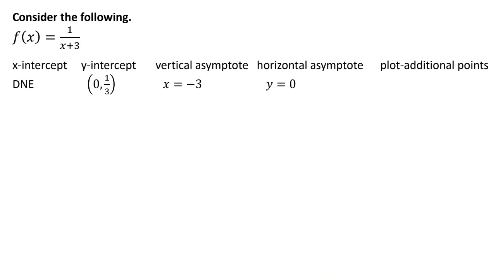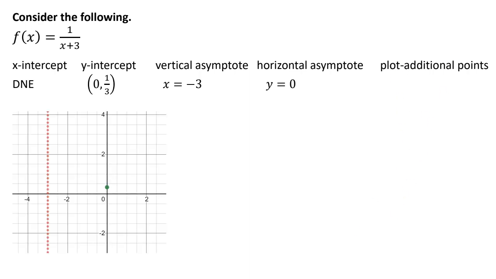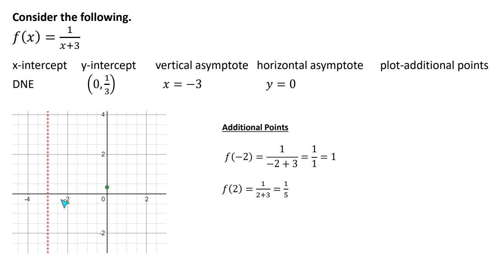So now let's put all our pieces together. So we had no x-intercept. We had our y-intercept, our vertical and horizontal asymptote. So to be able to graph this, we're going to plot additional points. So first I would graph the vertical asymptote. And then the horizontal asymptote is right here. So I'm going to go ahead and plot my y-intercept is 0 and 1/3. So that's represented here with the green dot.